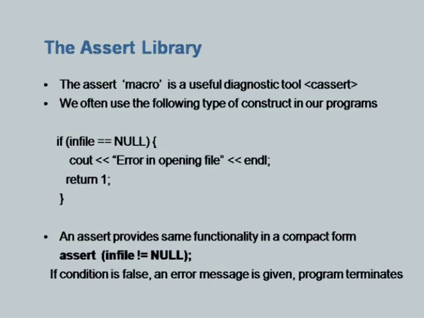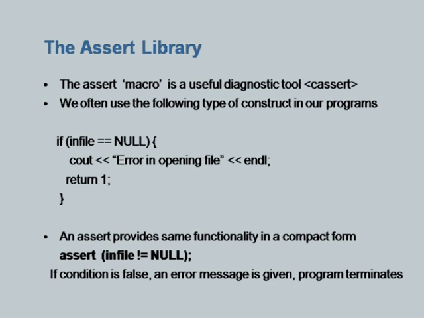What is to be done? Well, give an appropriate error message. I don't want to waste my time writing error messages every now and then in my program when I call this function. I will just tell you what condition is to be checked. That is called assert checking. And the way it is done is by writing this. So for example, this particular code is more simply written as assert infile not equal to null.